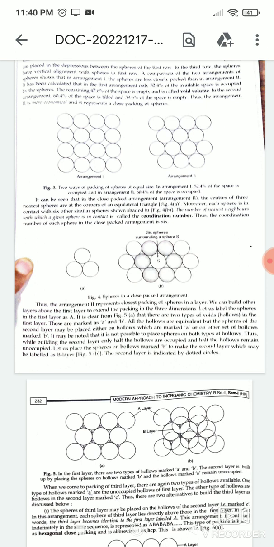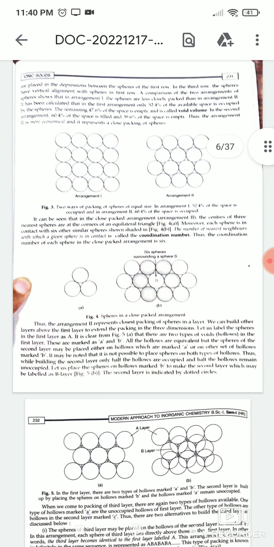It can be seen that in close packed arrangement 2, the centers of three nearest spheres are at the corners of an equilateral triangle. Moreover, each sphere is in contact with six other similar spheres, shown shaded in figure 4b. The number of nearest neighbors with which a given sphere is in contact is called the coordination number. Thus, the coordination number of each sphere in close packed arrangement is 6. Thus, arrangement second represents close packing of spheres in a layer.